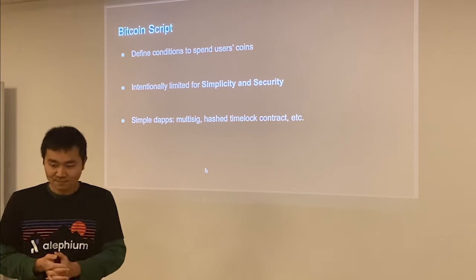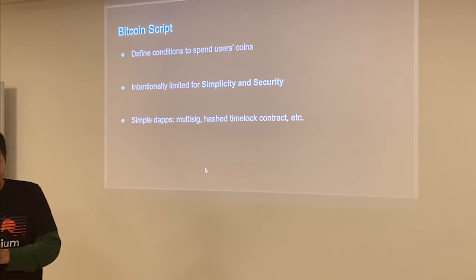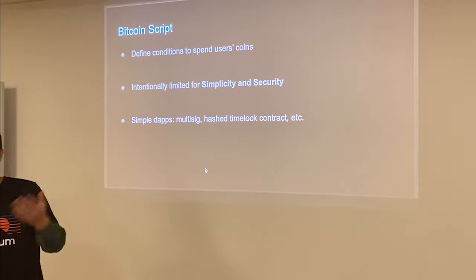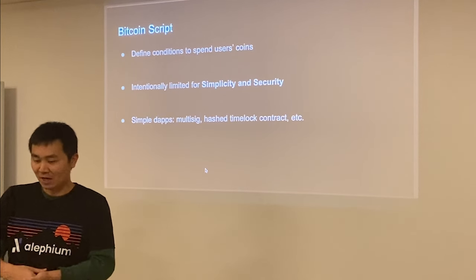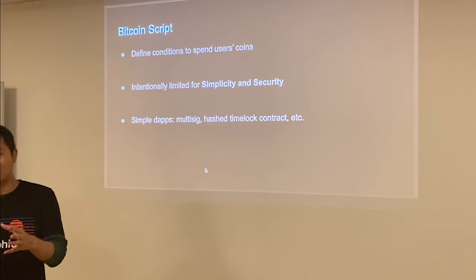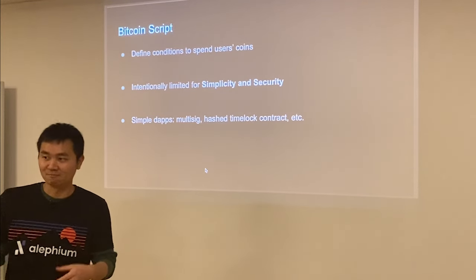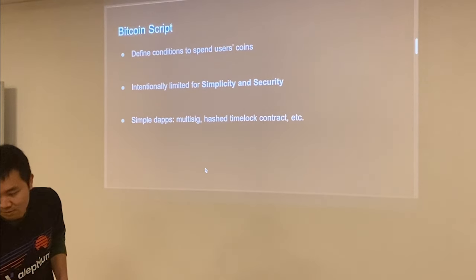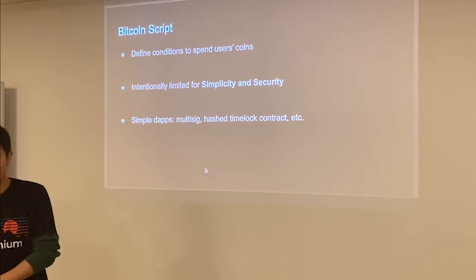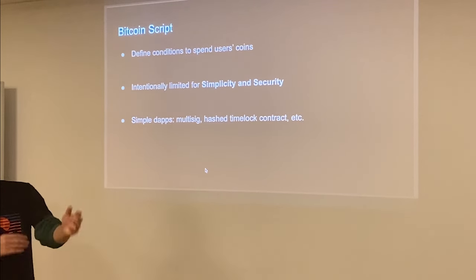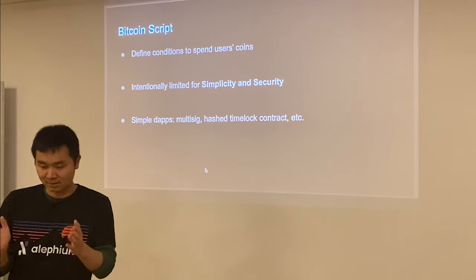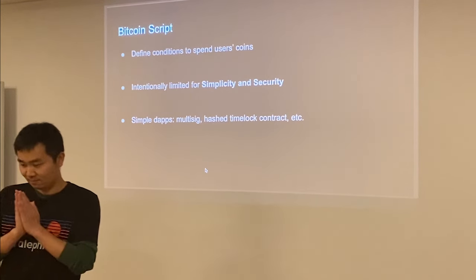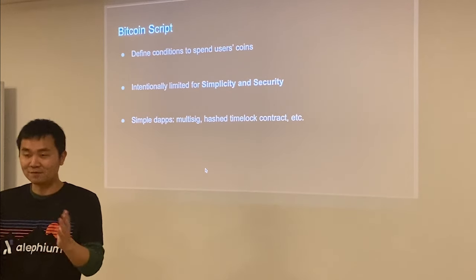In most cases, you use this to introduce some conditions to spend the UTXO in the Bitcoin system. So basically, you have some coins in the Bitcoin blockchain, and you put different kinds of locks or different kinds of mathematical conditions to protect your coin, and you can spend it if you manage to solve these conditions in the script. As I said, that is designed on purpose to make it very simple and very secure. And it has actually achieved this goal, right?